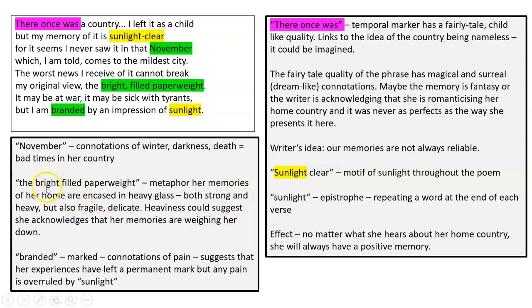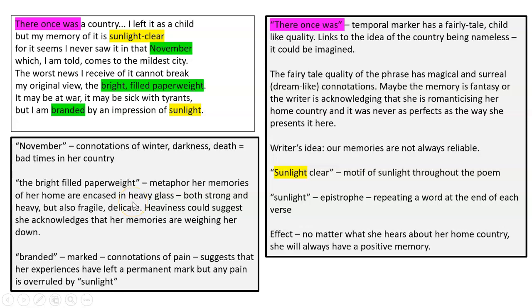I've talked about this phrase here. So firstly, it's a metaphor because her memory is not literally a bright filled paperweight. And there's some ideas there in terms of what this might mean. So it's encased in heavy glass, it's strong and heavy, but it's also fragile and delicate because it's glass. The heaviness could suggest that her memories are weighing her down. The strength of this kind of paperweight could suggest how powerful these memories are. And we also have this idea of her having to look after them and care for them and treasure them.